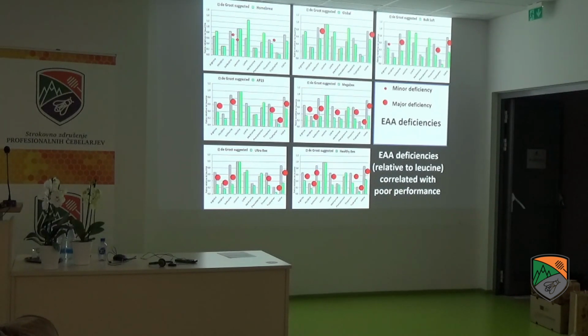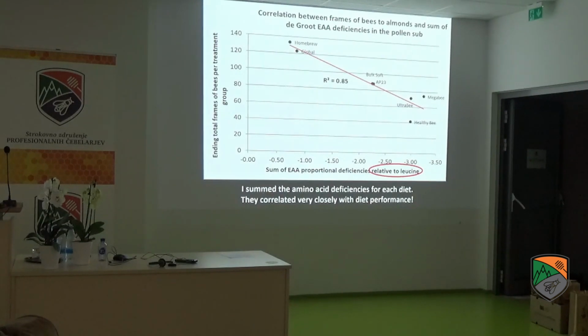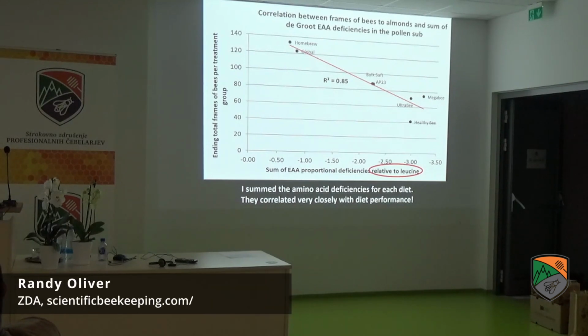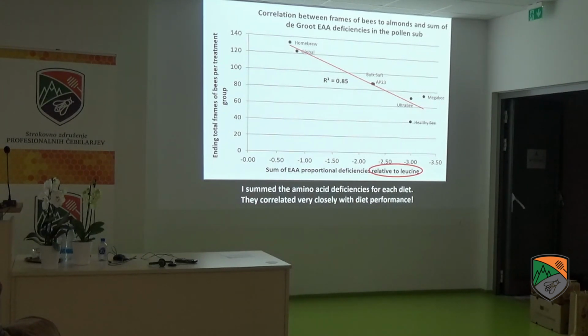So I said, let's see if we can plot a correlation. Here's our correlation. So this is the ending frames of bees per treatment. I found that summing up the deficiencies gave me the best result, relative to leucine, and look what you get. An R squared of 0.85. That means 85% of the variation can be explained by this variable that I came up with. And a healthy bee, if it had that time mode, would have probably been right on the line, also right there. We would have got even a higher R squared.